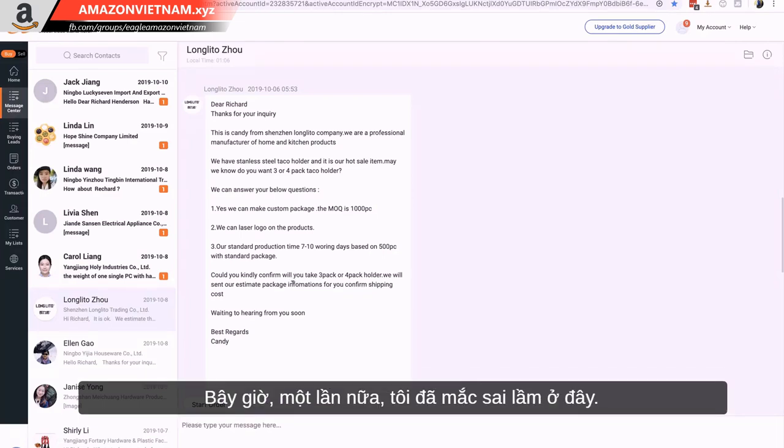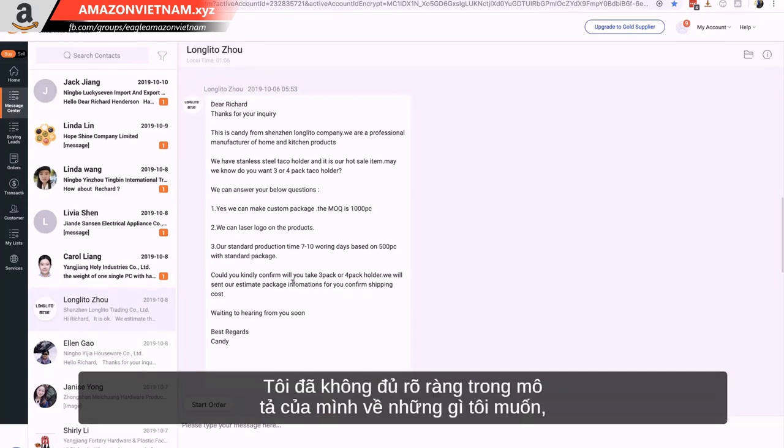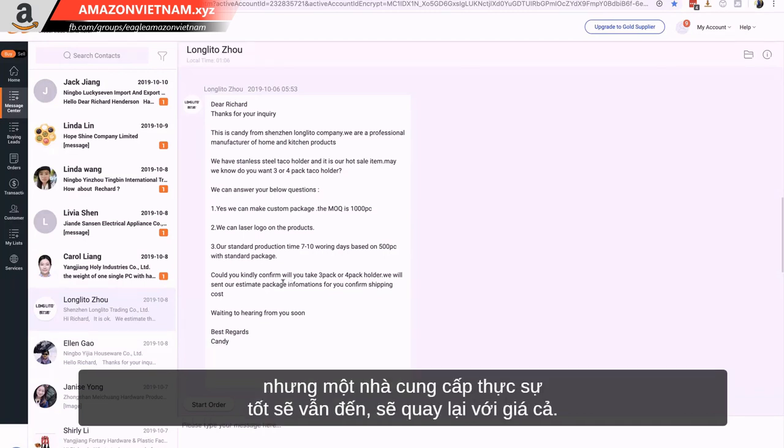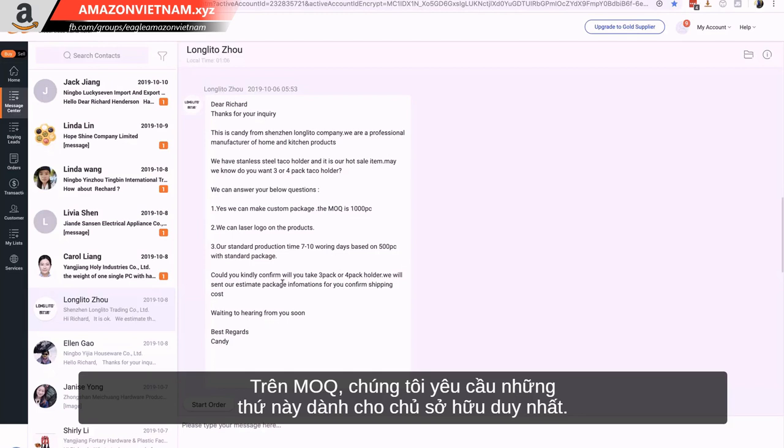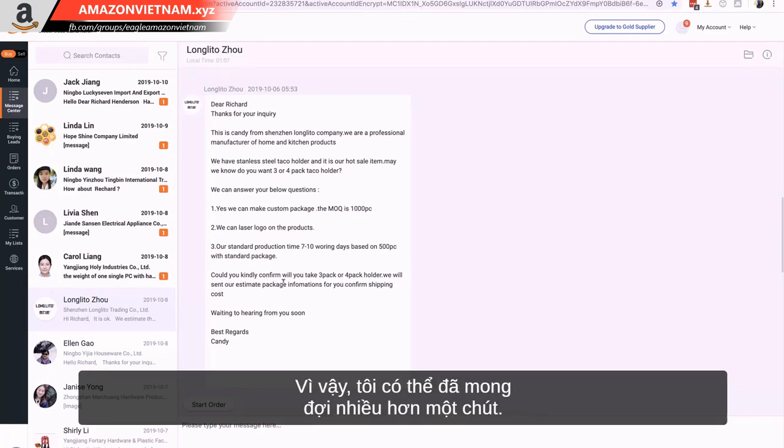Now, again, I made a mistake here. I wasn't clear enough in my description of what I wanted, but a really good supplier would have come back with prices on the MOQs we asked for. These are for single holders, so I might have expected a little bit more.